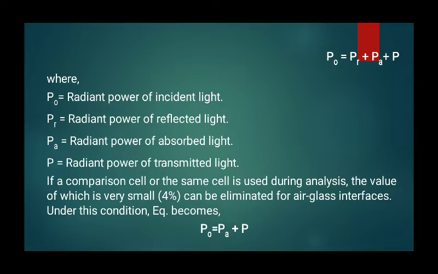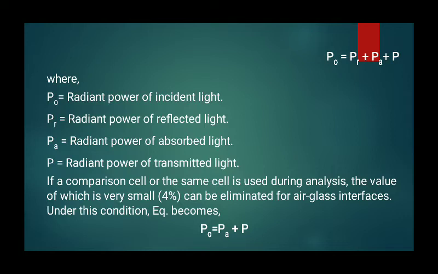That means when we allow a radiation to fall on the medium, some part of the radiant energy gets reflected, some is refracted, some absorbed, and the remaining is transmitted. So this equation can be written as P0 is equal to PR plus PA plus P, where P0 is the radiant power of incident light, PR is the radiant power of reflected light, PA is the radiant power of absorbed light, and P is the radiant power of transmitted light.